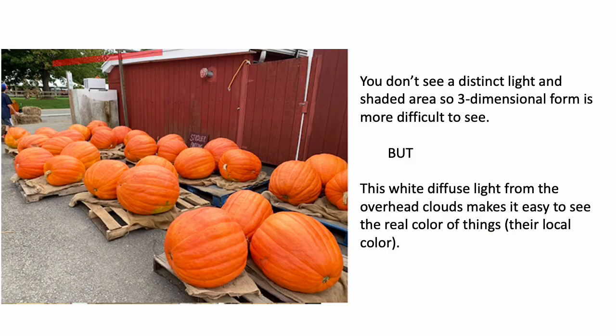The diffuse light from an overcast sky results in three-dimensional forms that are more difficult to see because there aren't distinct light and shaded areas, and there are no shadows. But this white diffuse light from overhead makes it easy to see the real colors of things like these orange pumpkins.